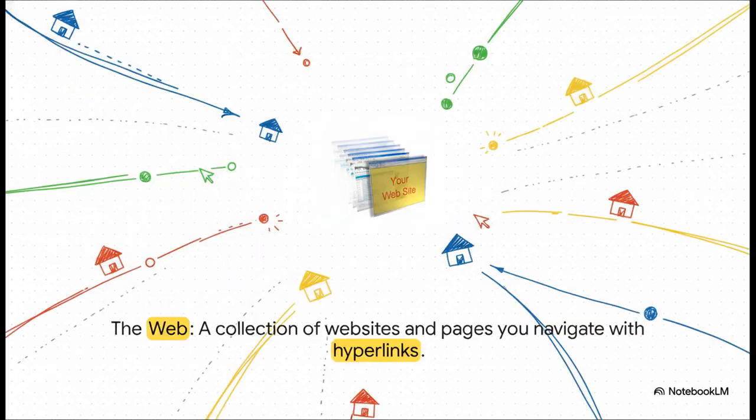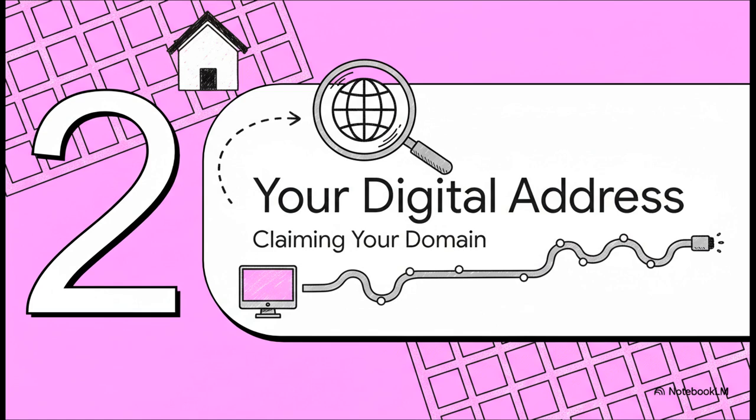And this is what most of us actually experience day to day. The web. It's just billions and billions of pages, all connected to each other with hyperlinks. Every time you click a link, you're essentially telling your browser, hey, use the internet's roads to take me from this digital house to that one. Simple as that. Okay, so we've got our city grid, our infrastructure.